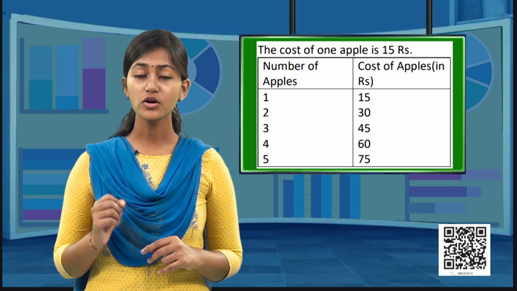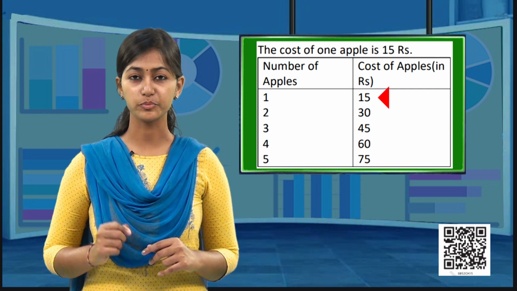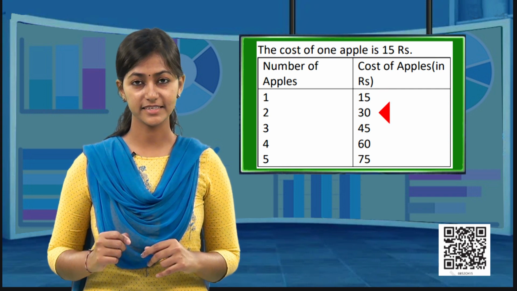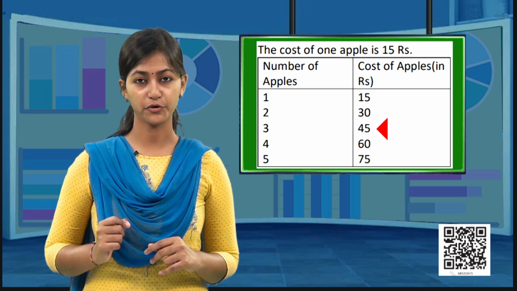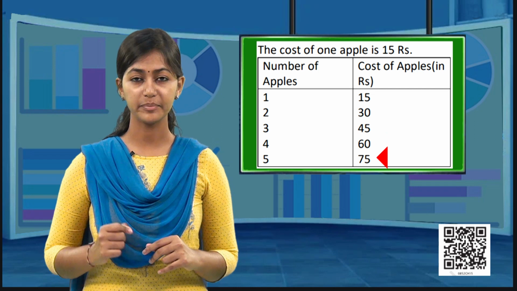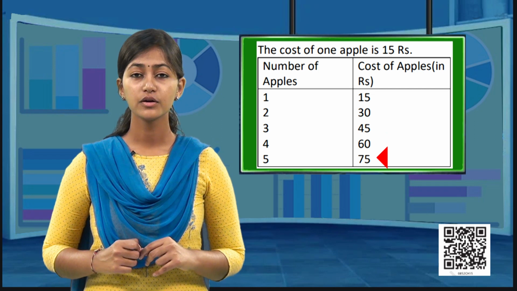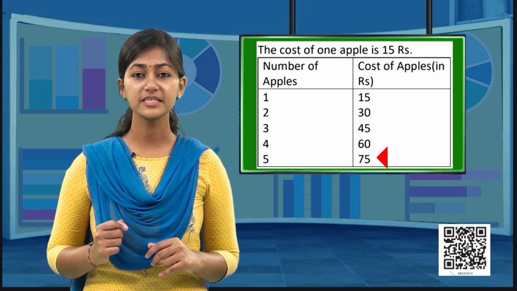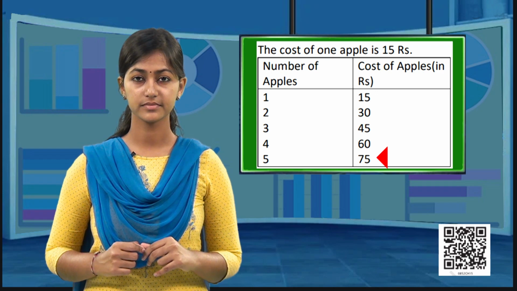Solve this problem as an exercise. The cost of 1 apple is 15 rupees. For 2 apples it is 30 rupees. For 3 apples it is 45 rupees. For 4 apples it is 60 rupees. For 5 apples it is 75 rupees. What will be the cost if a person buys 7 apples?